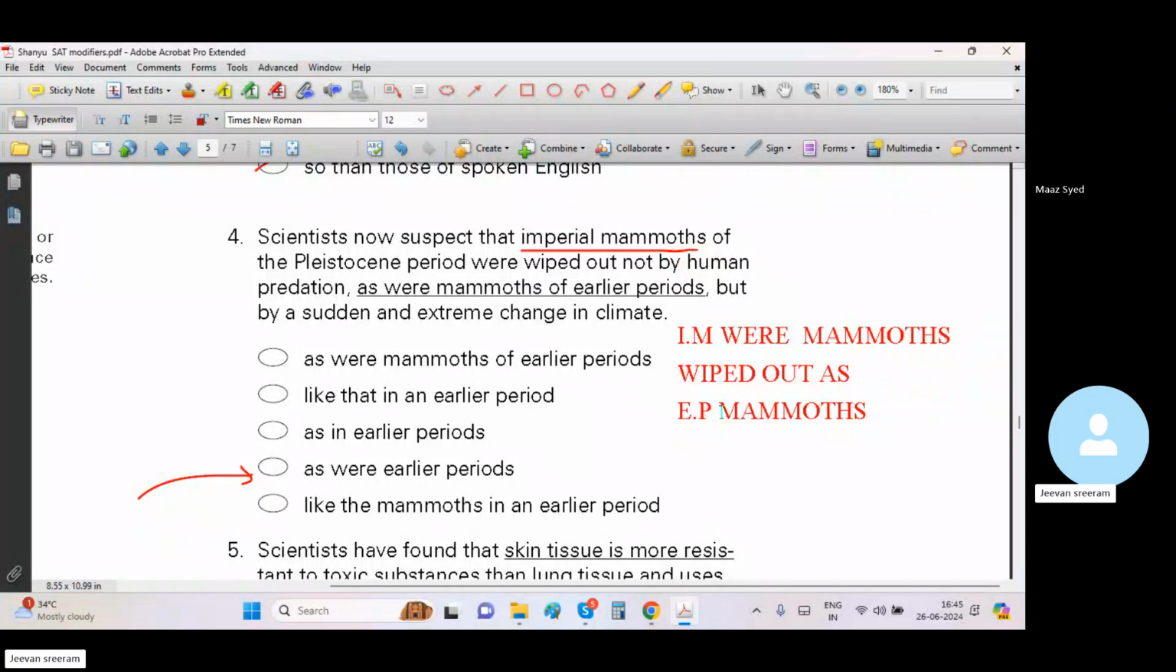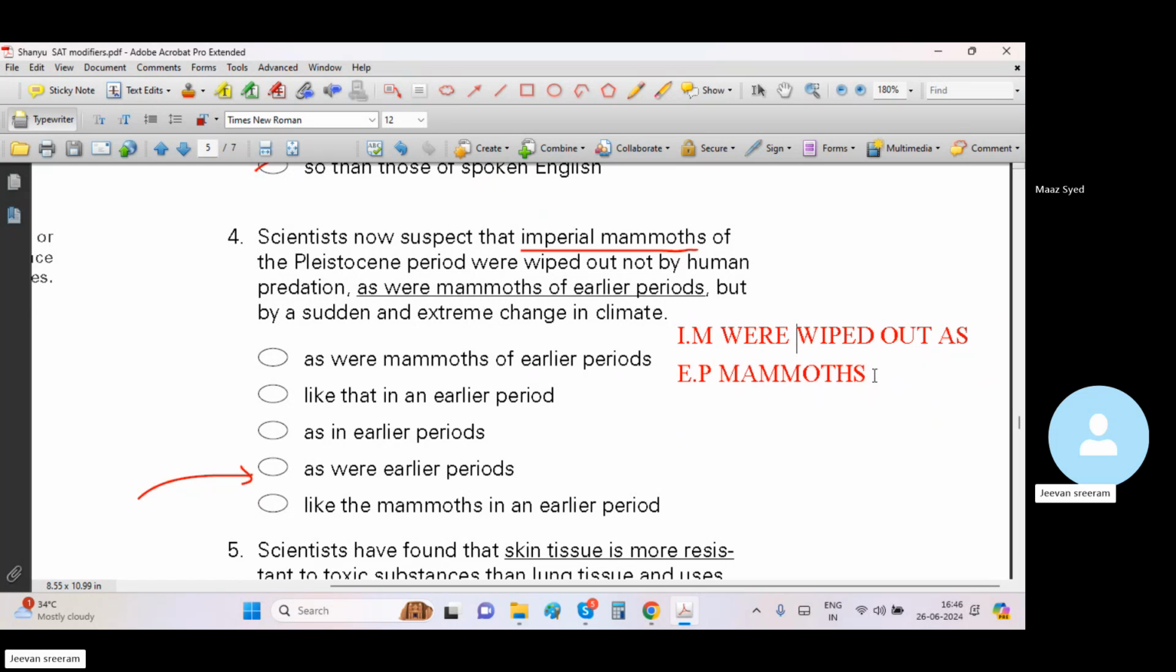What's the comparison? Comparison between which quantities? Mammoths. Imperial mammoths were wiped out, as were earlier period mammoths. So actually the comparison is how both were wiped out. Imperial mammoths were wiped out, and earlier period mammoths were also wiped out.